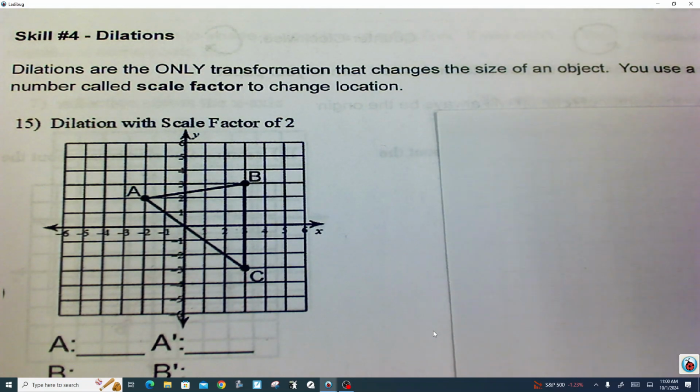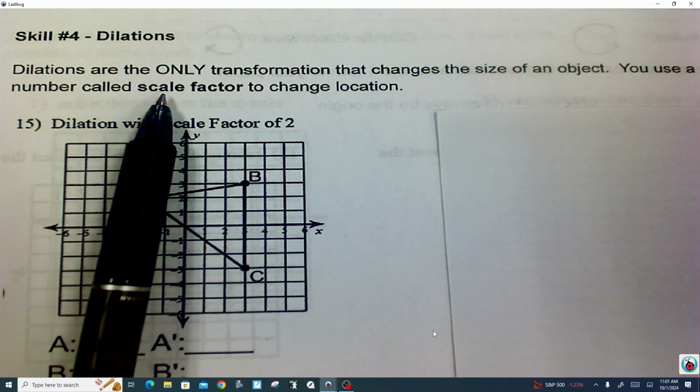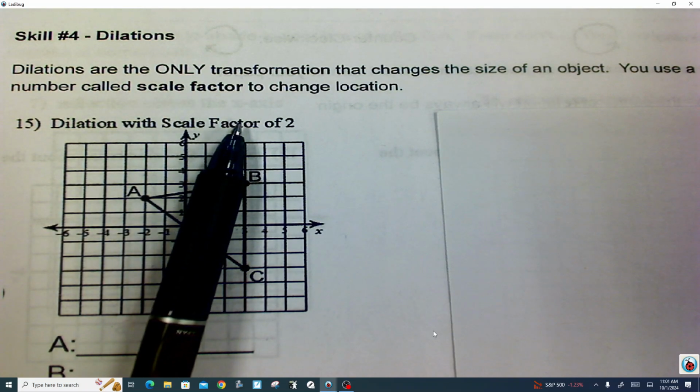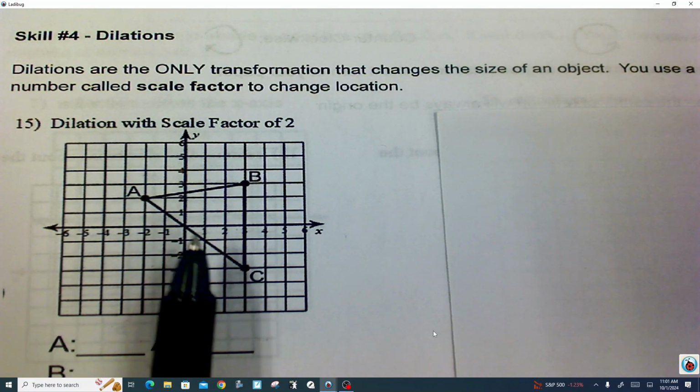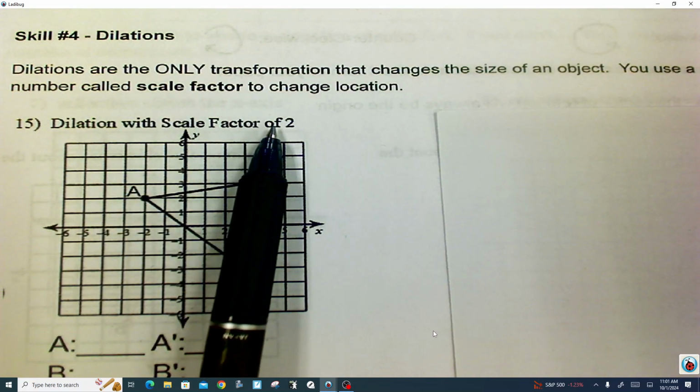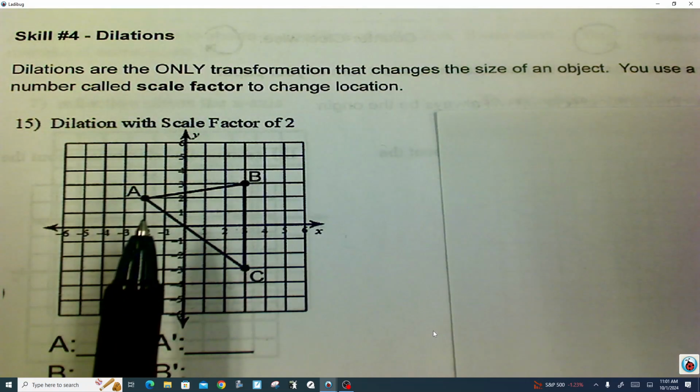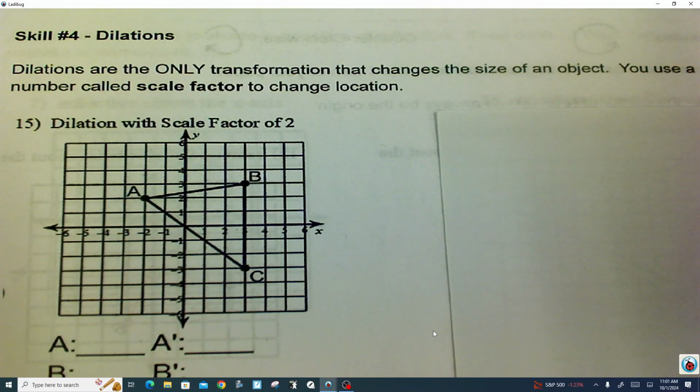Dilations, it is the very last transformation type that we're looking at. The size of an object can either get bigger or smaller, and it depends on the scale factor, and they have to tell you the scale factor. If your scale factor is bigger than 1, it's going to make your shape bigger. So this triangle ABC is going to get bigger. Since it's a scale factor of 2, this is going to get twice as big.